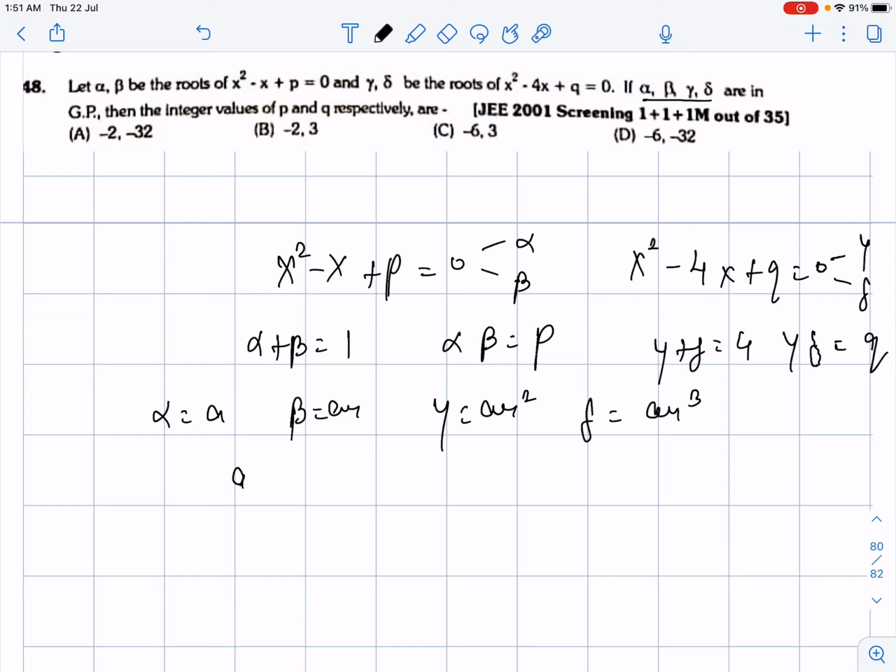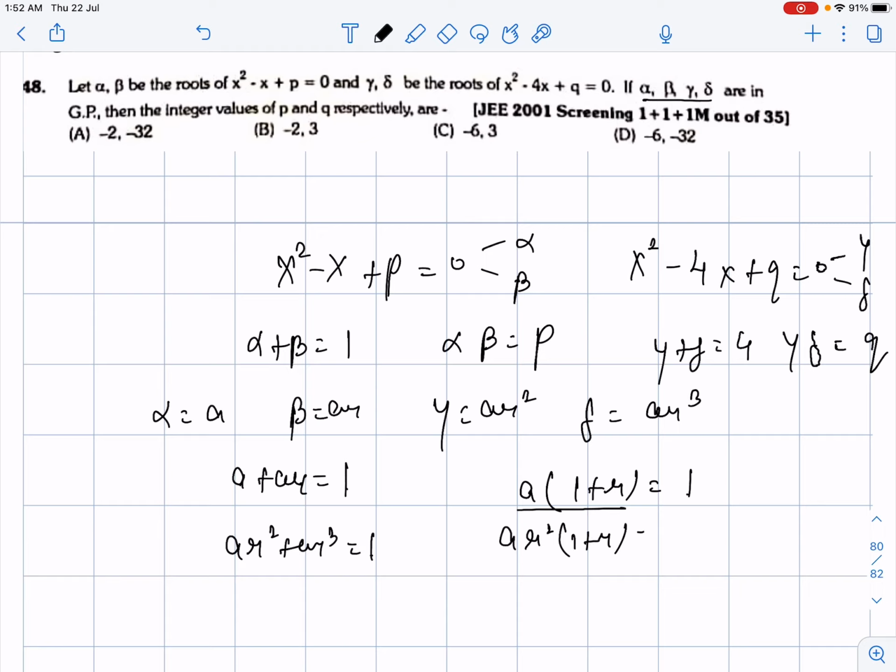So we may say a plus ar is equal to 1, and ar square plus ar cube is equal to 4. So we may take a as common over here, a(1 plus r) is equal to 1, divided by, ar square as common over here, ar square (1 plus r) is equal to 4. Guys, the value of this thing was 4 given to us, gamma plus delta. Now taking the square root on both sides, this will get cancelled with this. So r square is equal to 4, so r is equal to plus or minus 2.